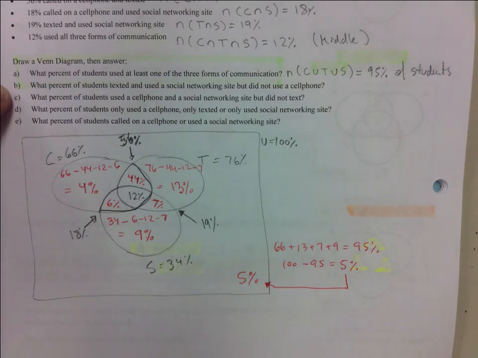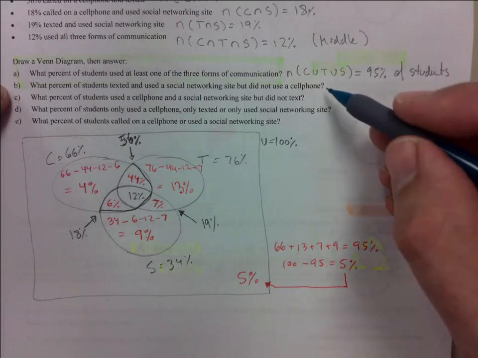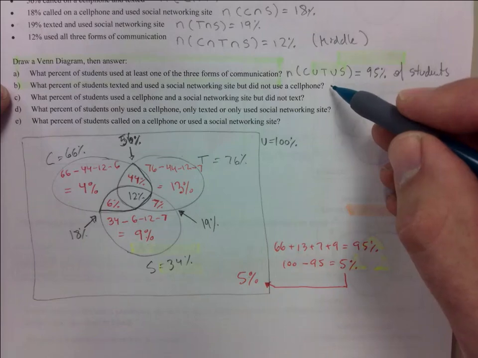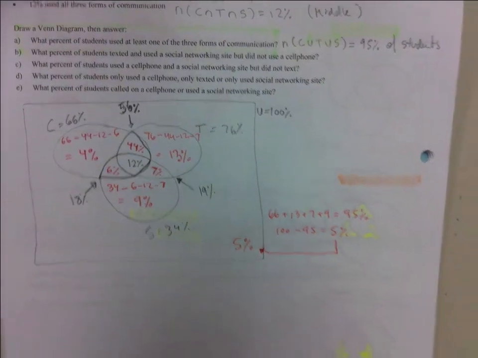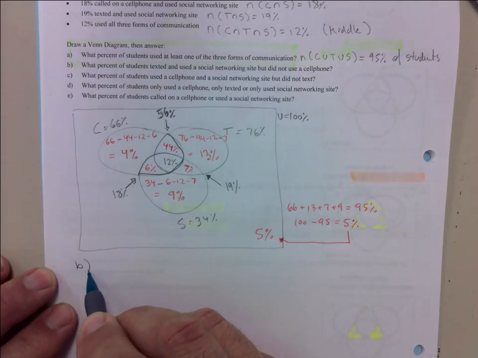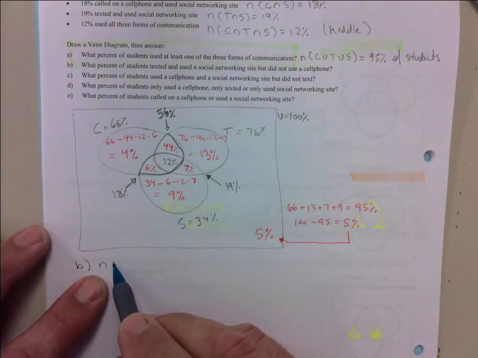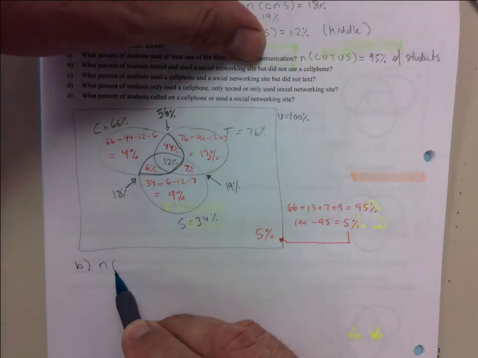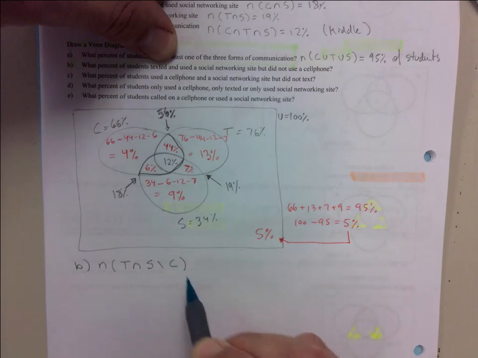Okay? What percent of students texted and used social networking site but did not use a cell phone? I would like to do that further down here. I need a bit more space. I'm going to answer B over here, just under my Venn diagram. It's asking for this. I don't need you to know this notation, but it's T and S, but not a cell phone.